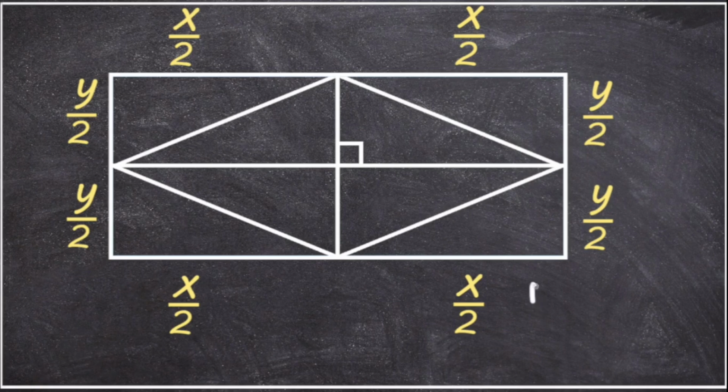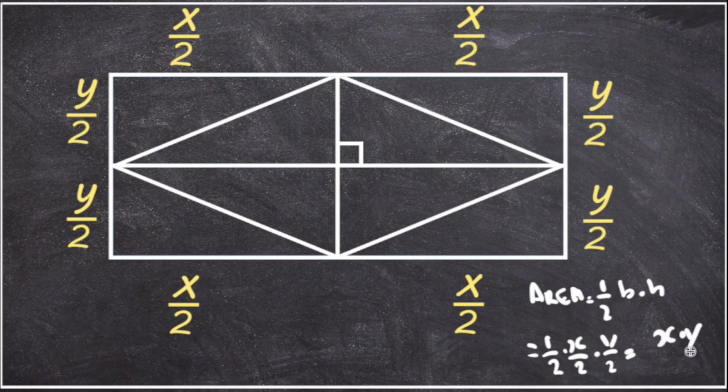We know that the area of a triangle is given by half base times height, and we can rewrite the base and height in terms of the x and y values, so that must be equal to 1 over 2 times the base. Well, the base is x over 2, so that's x over 2, and the height is y over 2, and if we simplify that, that's going to give us x times y over 8.